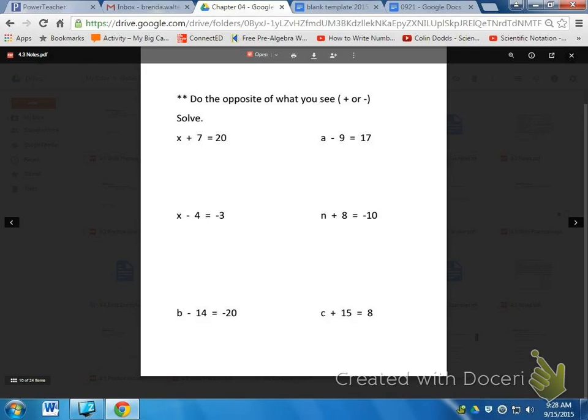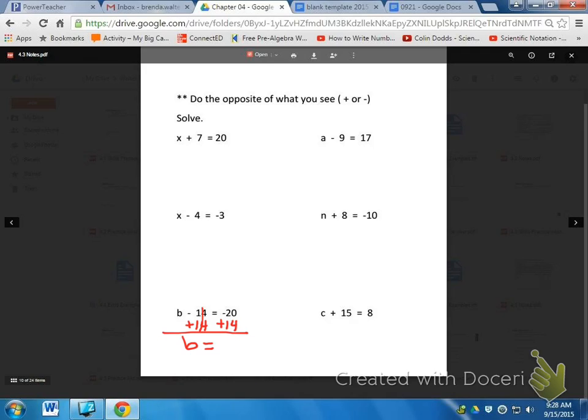All right, Taryn, if it's B minus 14, what will we do? Add 14 to 14 and the 20. Draw your line, and then below the line, what am I going to write? Bring the B and the equal sign, and then negative 20 plus 14.